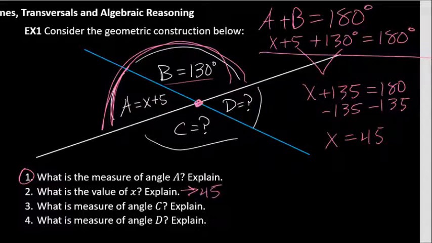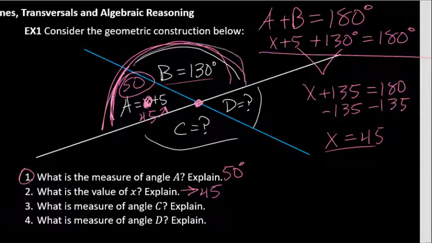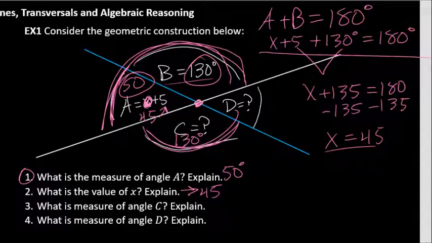if we wanted to, and we could have used common sense, angle A, if this is 130, that means this guy has to be 50. And if we substitute in for x, well, duh, 45 plus 5 is going to give me 50 degrees. So angle A is 50 degrees. We could have known that without even finding x. Okay, anyway, what is the measure of angle C? Well, B and C are going to be corresponding. They'll be equal. So if this guy is 130, that means this guy is also 130.